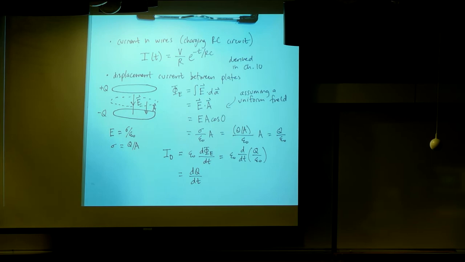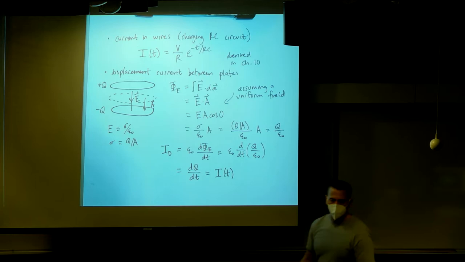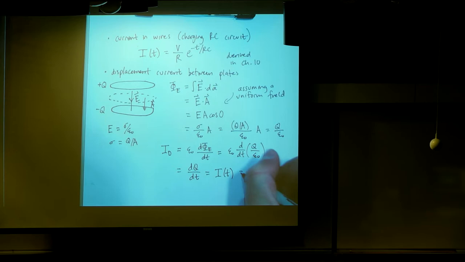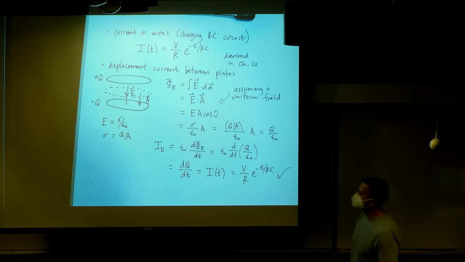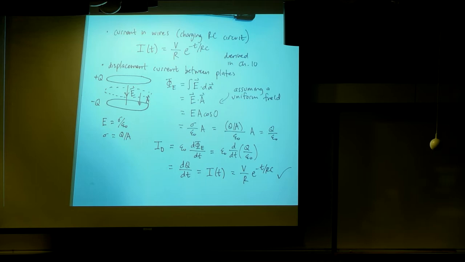What's that equal to? That's just the current in the wires, right? So what we've just shown is that this displacement current has the exact same value as the current in the wires. So what that means is, it's just V divided by R times e to the minus t over RC. So the current in the wires and the displacement current between the plates is exactly the same. Do we have any questions on that? You should just know how to do this calculation for the time being. Anything at all? So this is an example again of how to calculate displacement current. We'll see some more of these, but that's the first one we've seen.